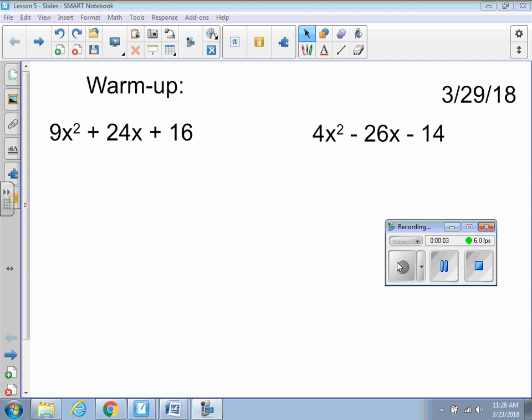All right. Hey guys, so I am out today, but we still have some stuff to do. So let's start off with a warm up. If this first problem with 9x squared plus 24x plus 16, there is no GCF. So if there's no GCF, we're going to want to just do our X method and grouping.